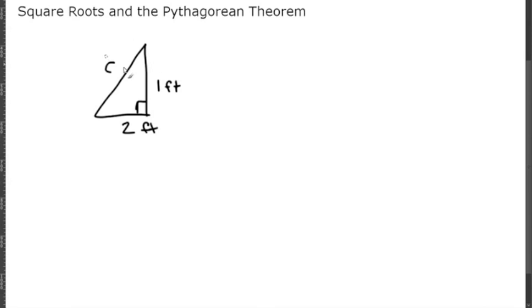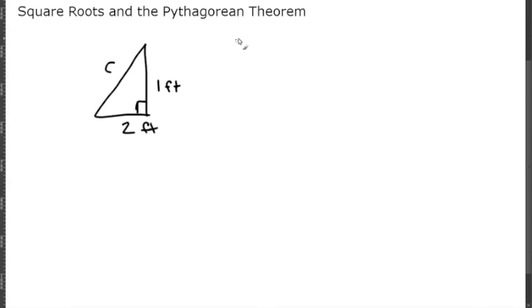Let's say I give you this triangle below. One side is 1 foot, another side is 2 feet, and we have to find c. So I'm asking you to find the length of this side c.